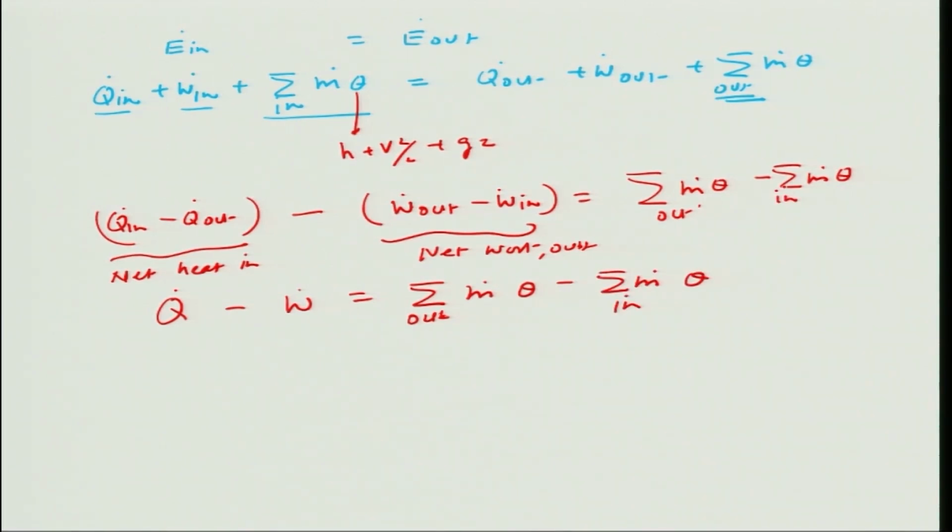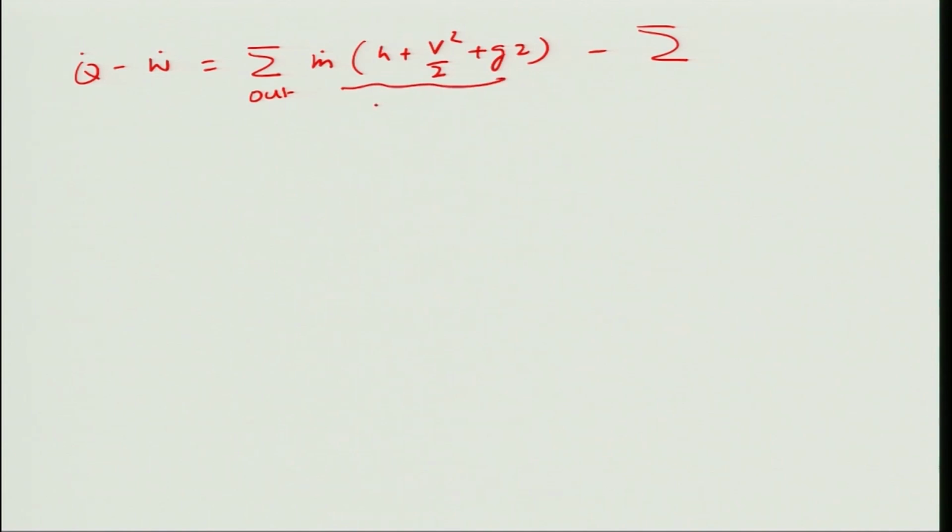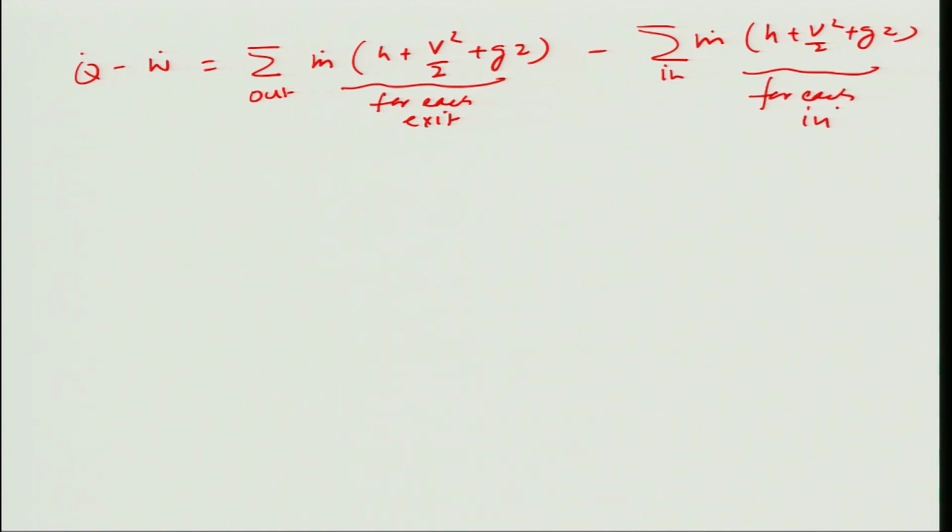Okay. Now this further we can try to simplify by expanding the expression of theta here: h plus v square by 2 plus g z. This is out, that means this is for each exit stream, minus m times h plus v square by 2 plus g z for the inlet. So this will be for each inlet stream.